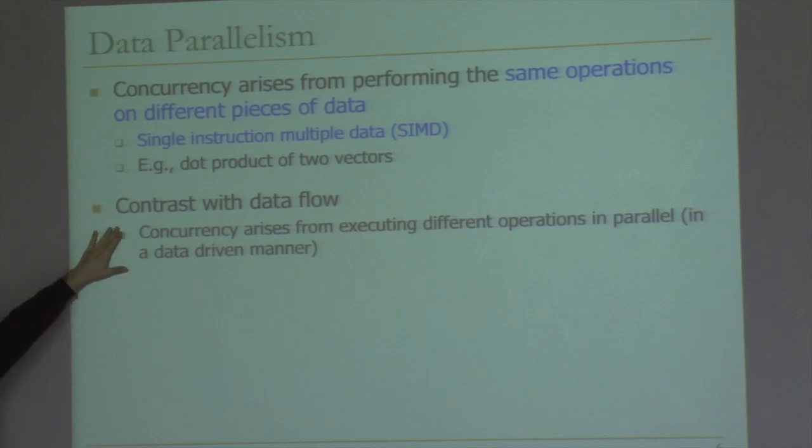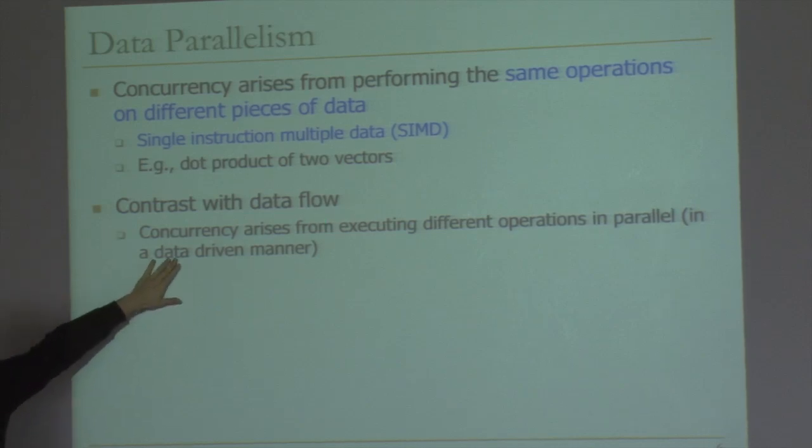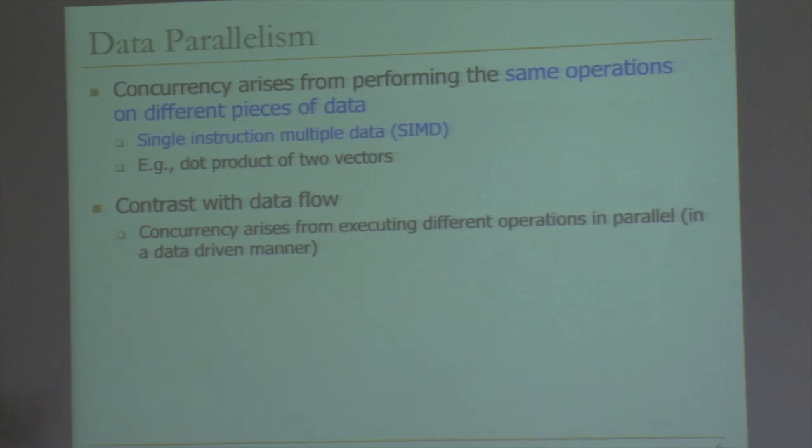Contrast this with data flow. In data flow, concurrency really arises from executing different operations in parallel, in a data-driven manner. It's not the same operation on multiple different pieces of data elements. You could have a data flow graph encoding the same operation on multiple different pieces of data elements, but they will be individual nodes. An individual node in data flow operates on a single piece of data.